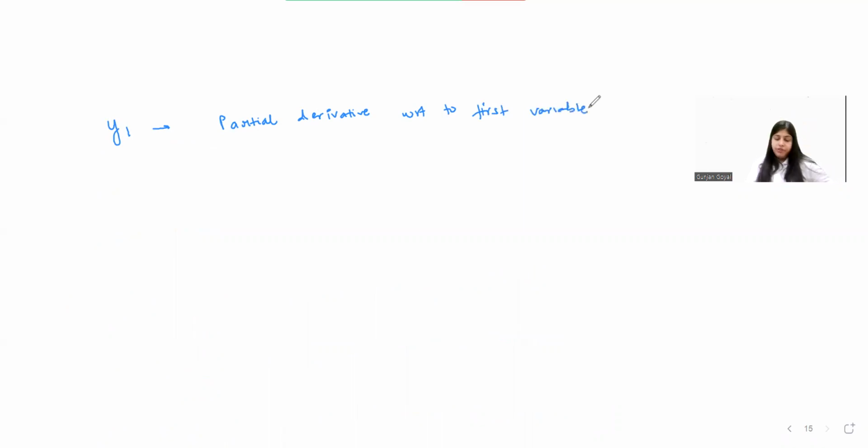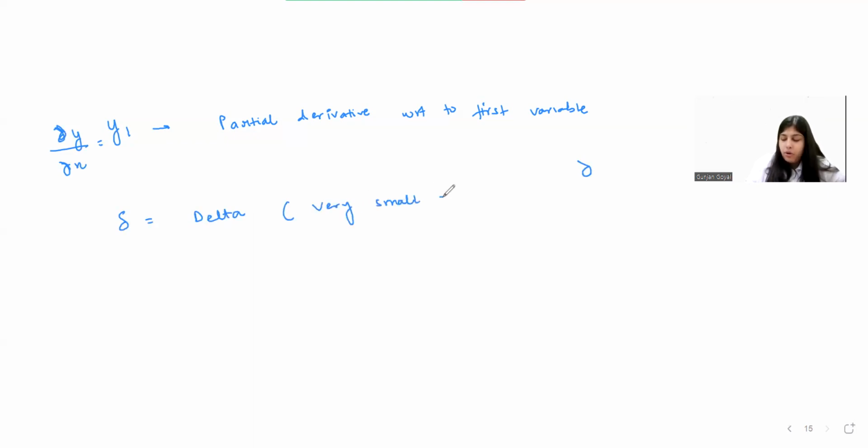Next is partial derivatives. If I write y1, then I take the partial derivative with respect to the first variable. Or you can write del y by del x. Del also means partial. Del means partial derivative. Not dy by dx, but del y by del x. Then we have delta, representing a very small change.